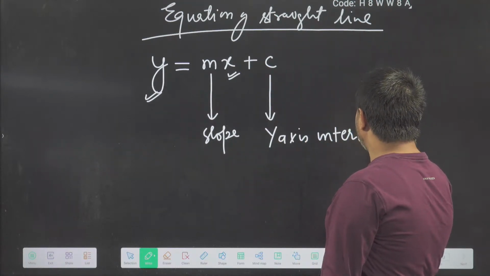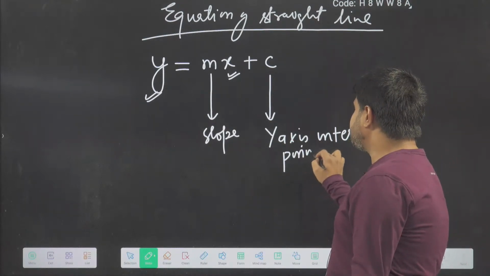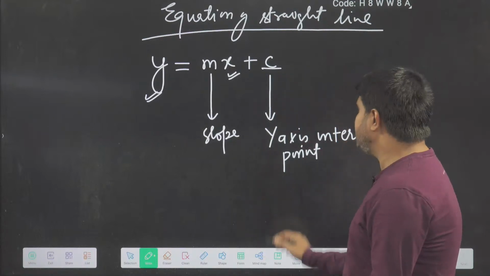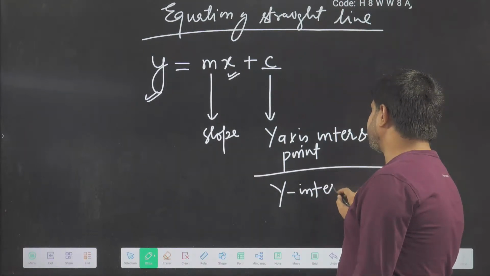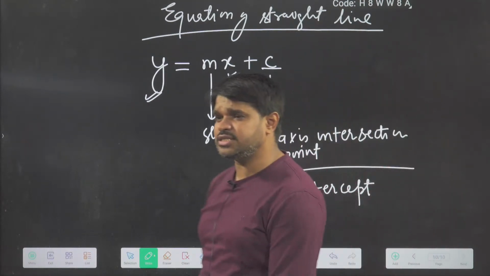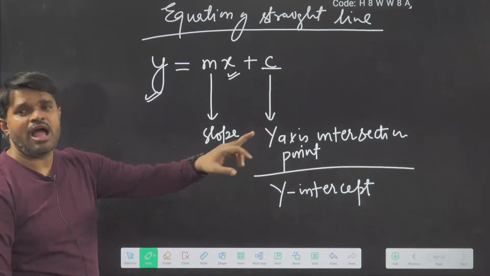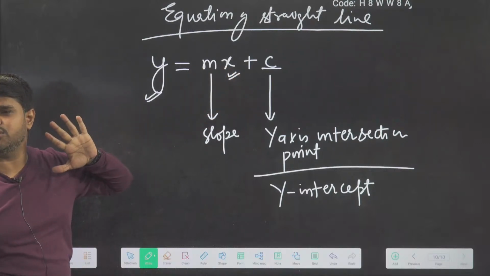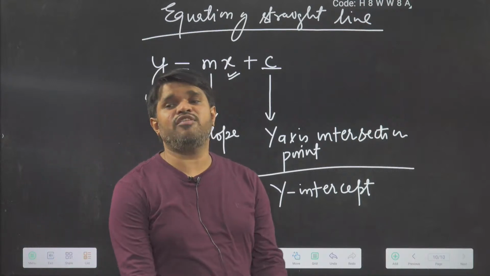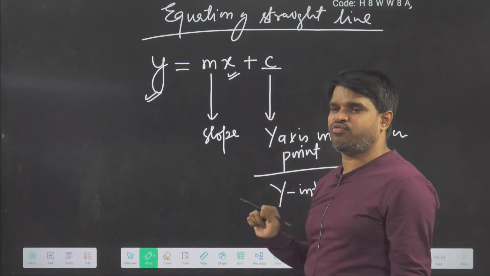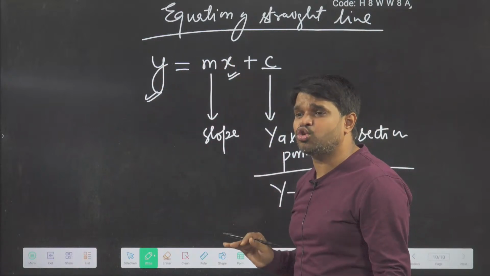intersection point. C means the y-axis intersection point. Some people also call it the y-intercept. What is the meaning of all these things? Now we are going to discuss. Whenever any equation in any form is written, I will always convert the equation to this form. If the equation is given to me in any other form, I will always make it in this form. Y should be alone on one side and everything else should be on the other side.